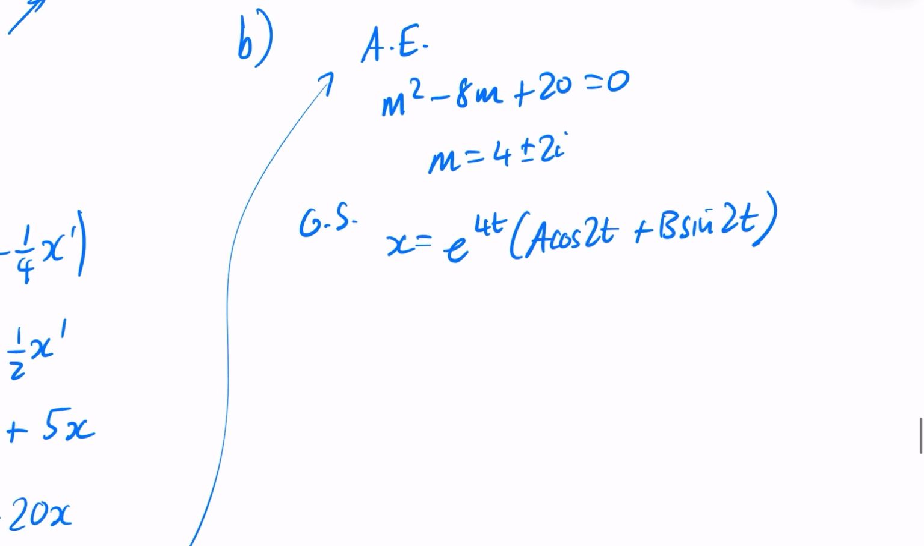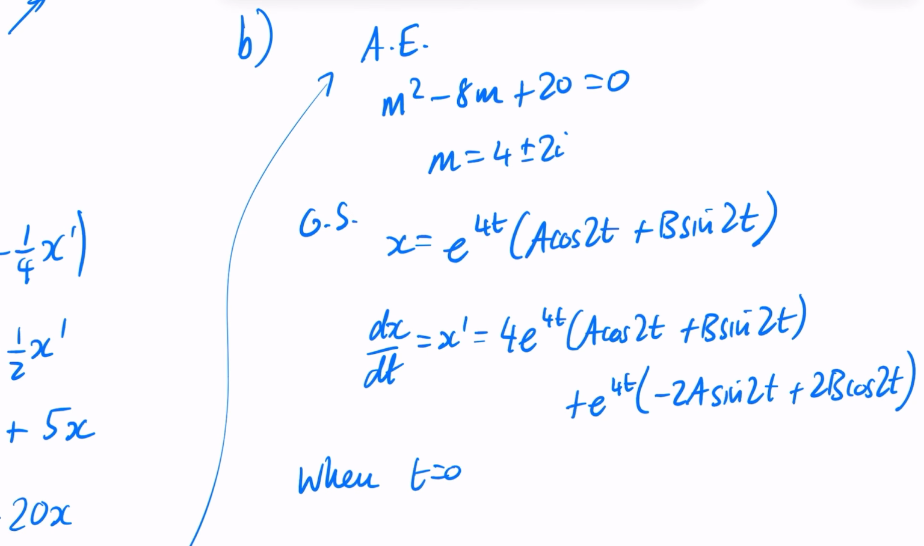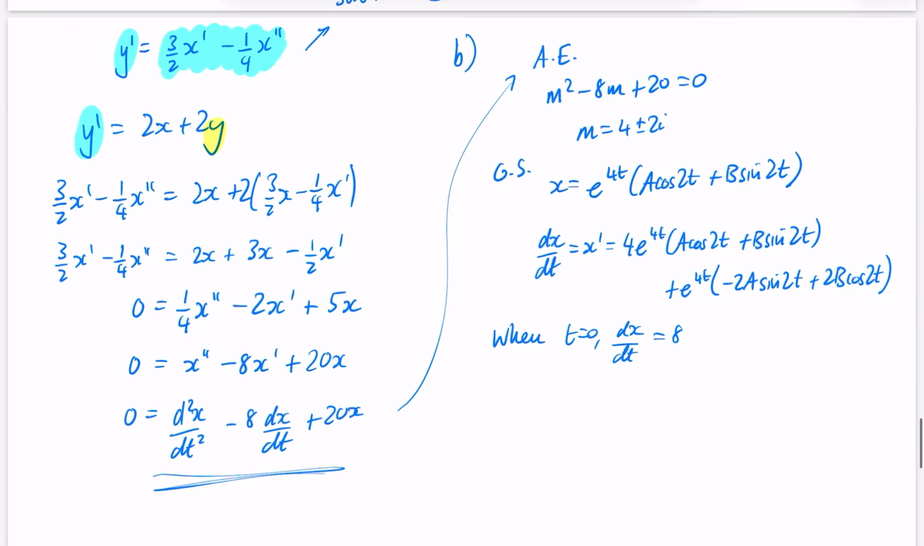So I'm going to actually find out what dx dt is, which is the same as x dash. So I'm going to differentiate the e to the 4t. That's 4e to the 4t, a cos 2t plus b sine 2t. And I still have the e to the 4t when I differentiate the next part. Cos goes to minus sine, so it'll be e to the 4t times minus 2a sine 2t plus 2b cos 2t. And I know that when t is equal to 0, dx dt is equal to 8. That should tell me something, at least.